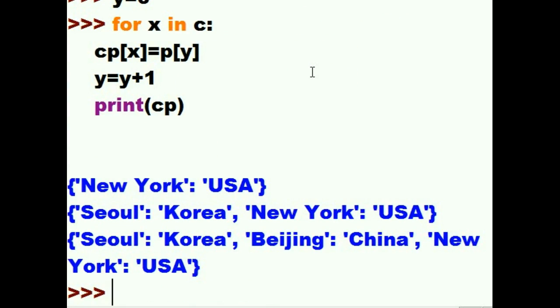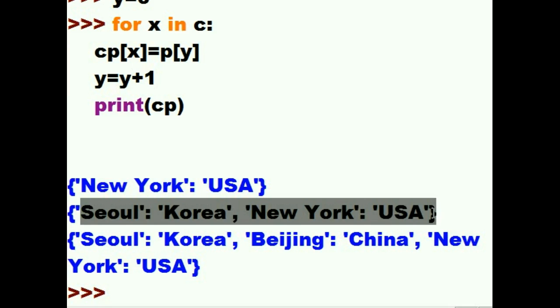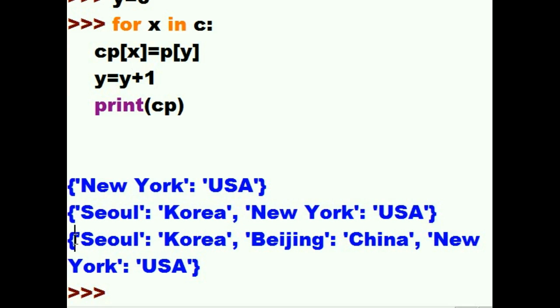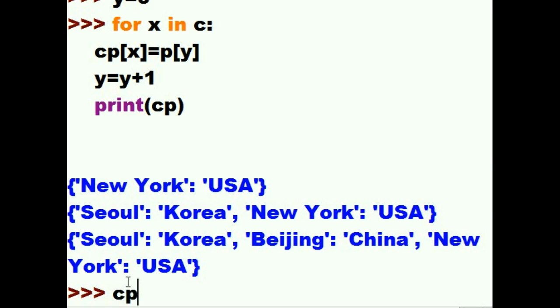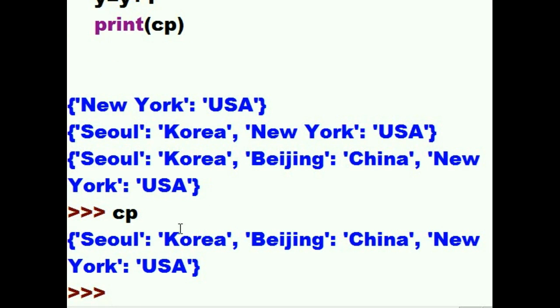And, oh, bingo, there they are, the parade of hits. New York, USA. Then we got Seoul, Korea, and New York, USA. And the third iteration, CP is equal to Seoul, Korea, Beijing, China, and New York, USA. It got all of them. So now, CP is exactly what we want, which is a mapping of those two lists together.